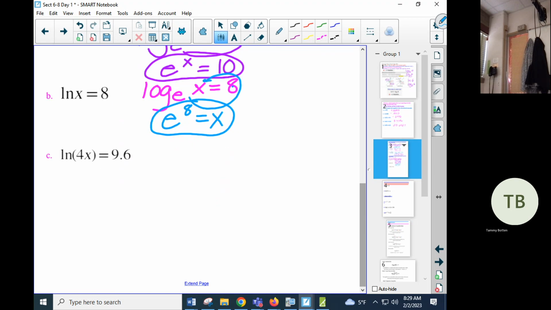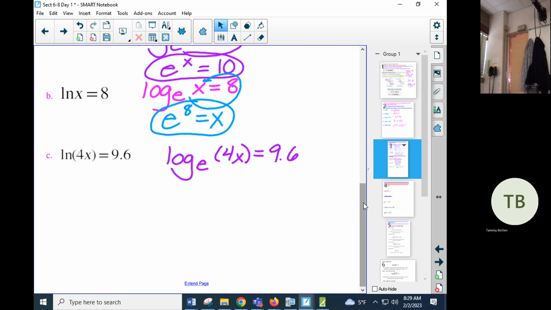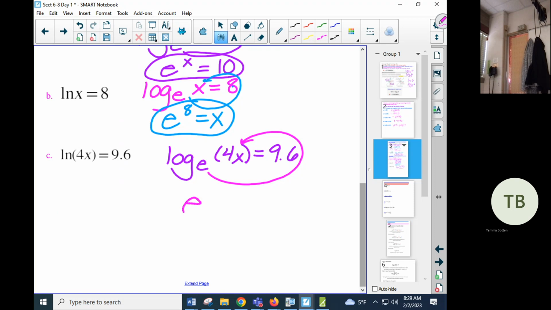And then this one here, I would rewrite natural log with log base e of 4x equals 9.6. Okay. And then what I would do is go e to the 9.6 equals 4x. So it's e to the 9.6 power equals 4x, and that's our answer.